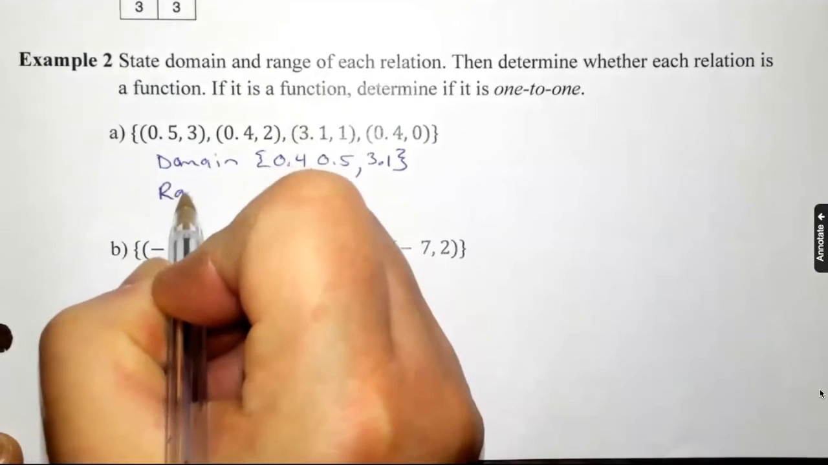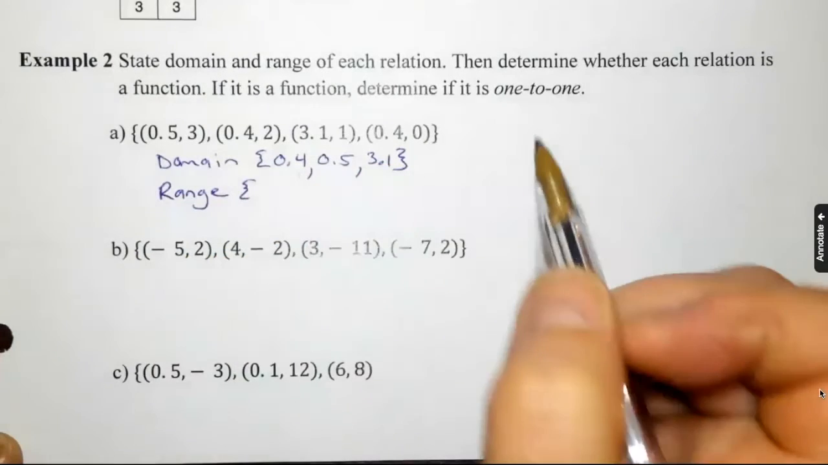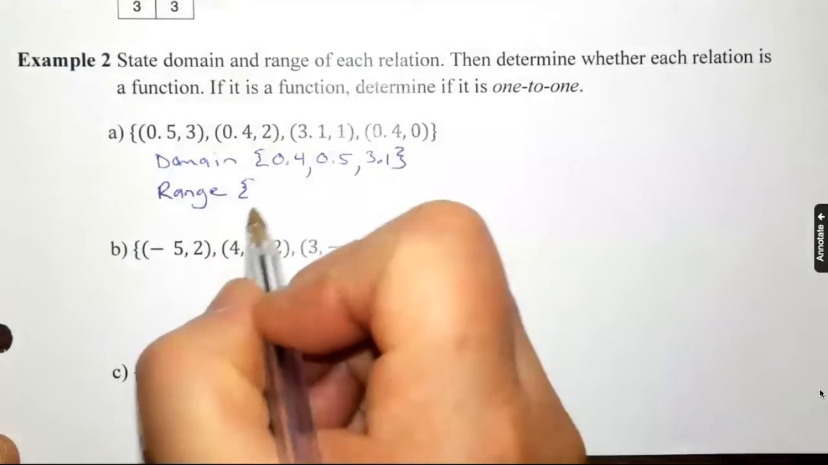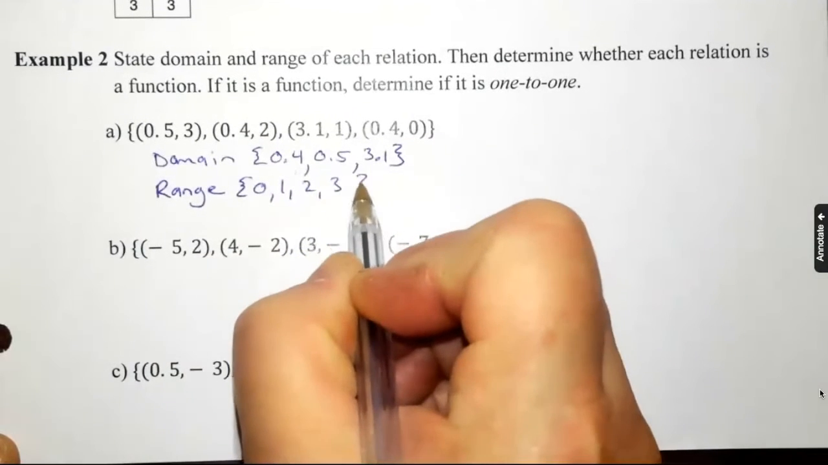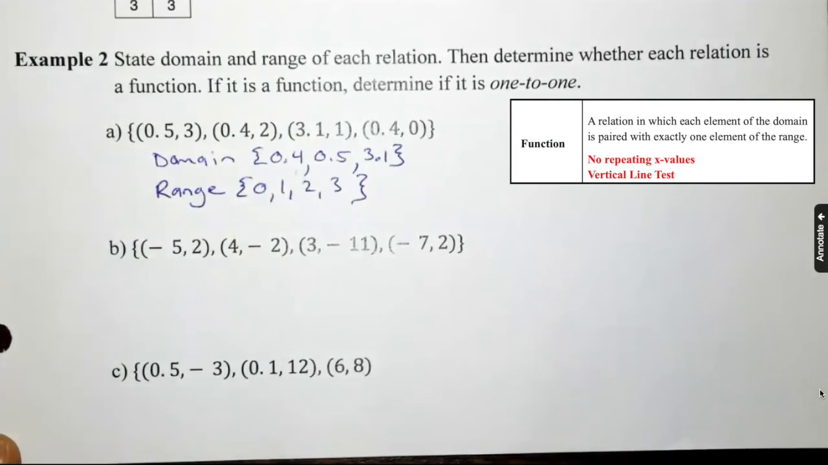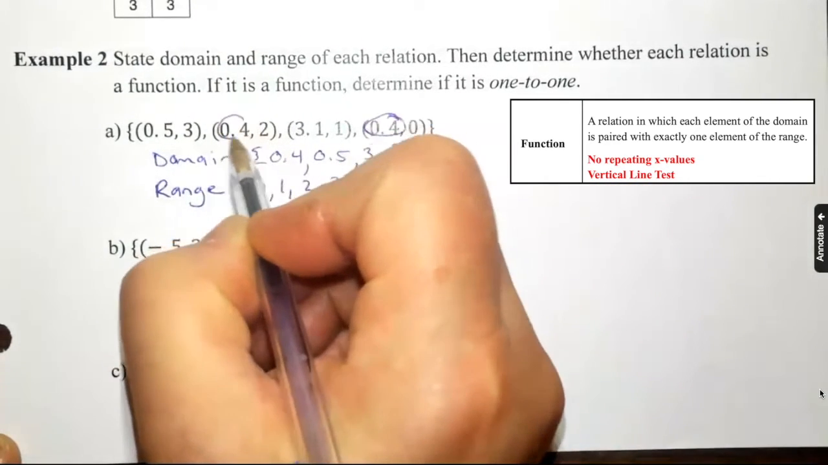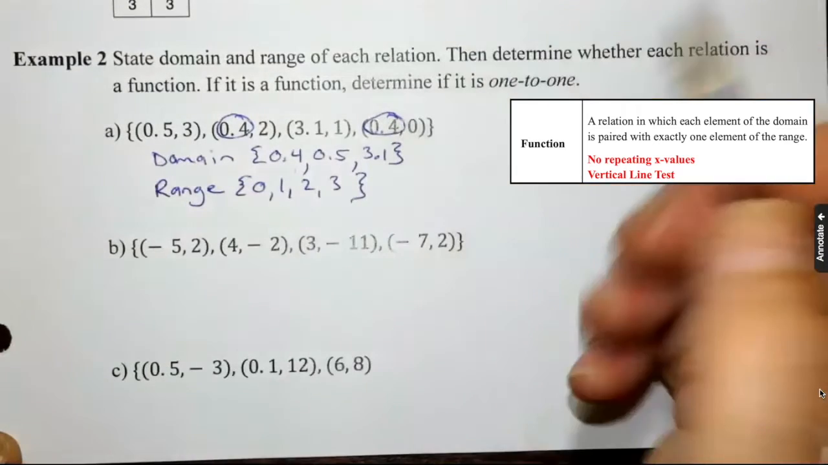In the range, we have 3, 2, 1, 0. So 0, 1, 2, 3. Determine whether the relation is a function. So again, I'm looking at those x values and I see that I have 0.4, 0.4. I have repeating x values, not a function.